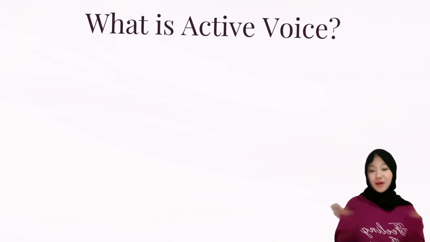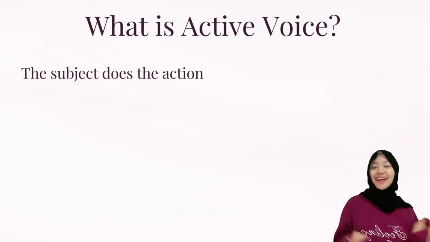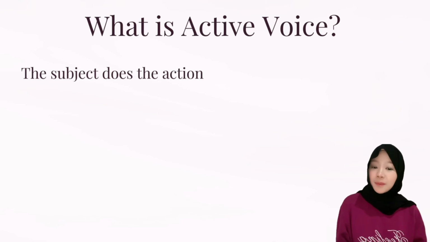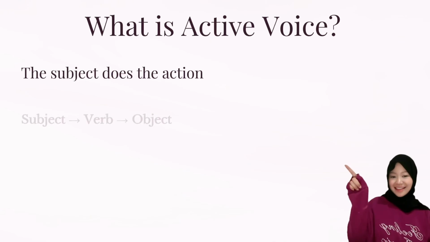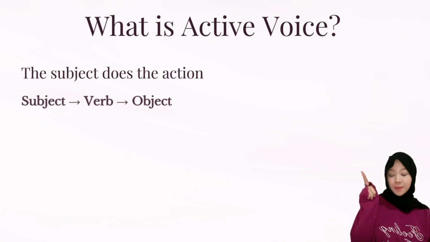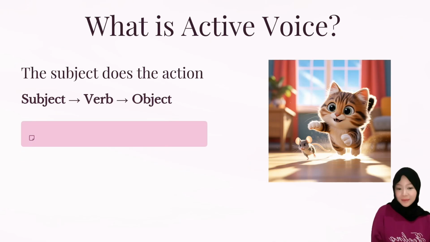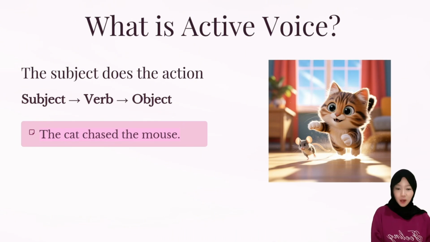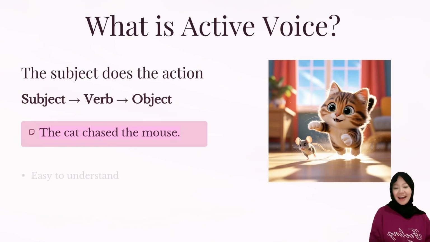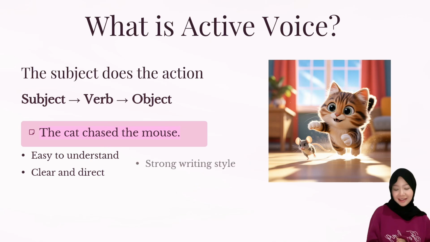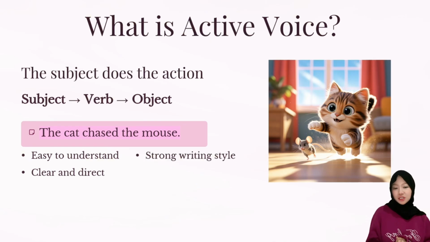So first, what is active voice? In an active voice, the subject does the action. The pattern looks like this: subject, verb, and object. For example, the cat chased the mouse. Simple, right? Active voice is easy to understand, strong, and sounds more natural in writing. So, if you want your sentence to sound clear and lively, active voice is your best friend.